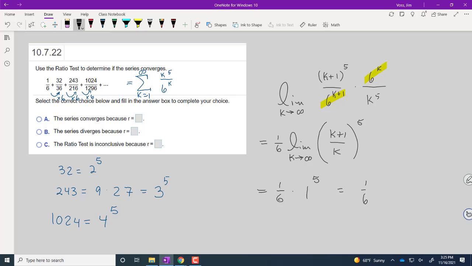And what does that mean? Less than 1, which means convergence. So therefore it converges. So for the ratio test and root test, as with geometric series, less than one means convergence, bigger than one means divergence, and equal to one for ratio or root means inconclusive.